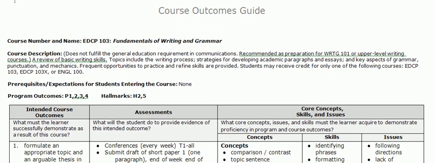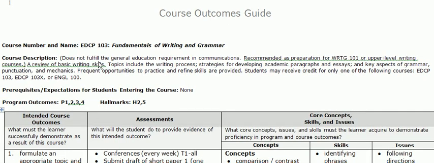By the way, I should mention that we also have a proposed revision to the course description of EDCP103. The proposed revision is at the top of the document. A review of basic writing skills. Topics include the writing process, strategies for developing academic paragraphs and essays, and key aspects of grammar, punctuation, and mechanics. So it's very short and to the point.